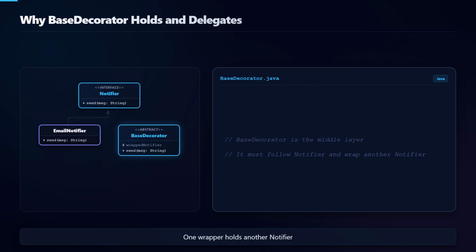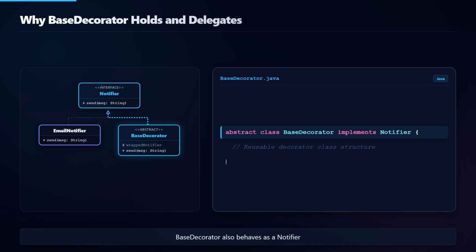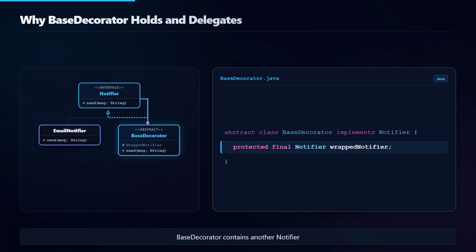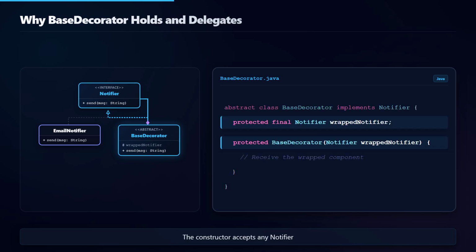Base decorator is the reusable middle layer. It follows the notifier contract while holding another notifier inside. The abstract base decorator implements notifier, so every concrete decorator keeps the same external contract. This field means the decorator contains another notifier. That object relationship is composition.